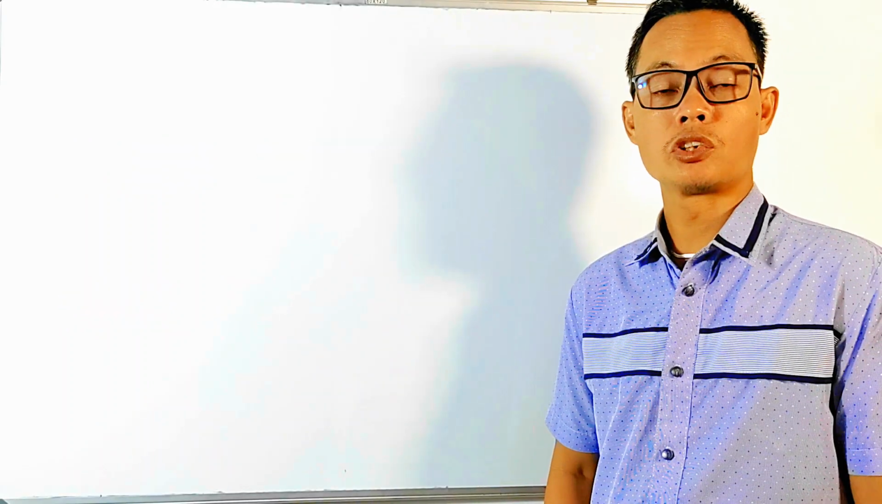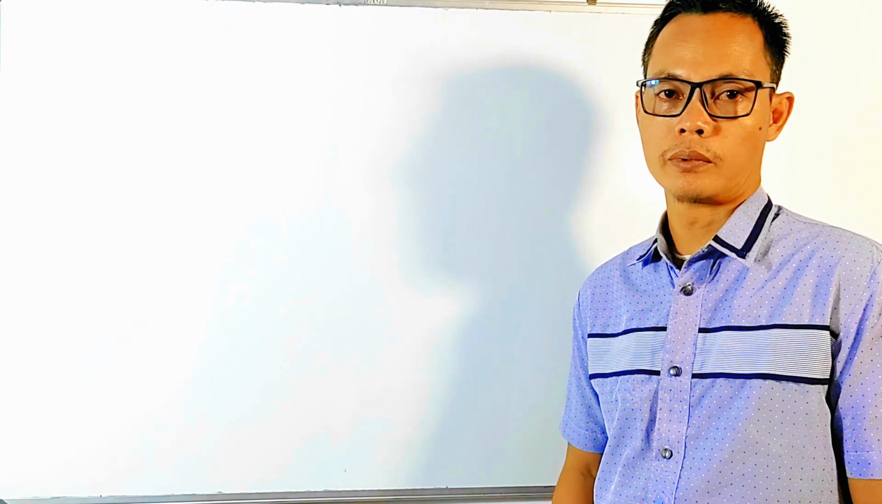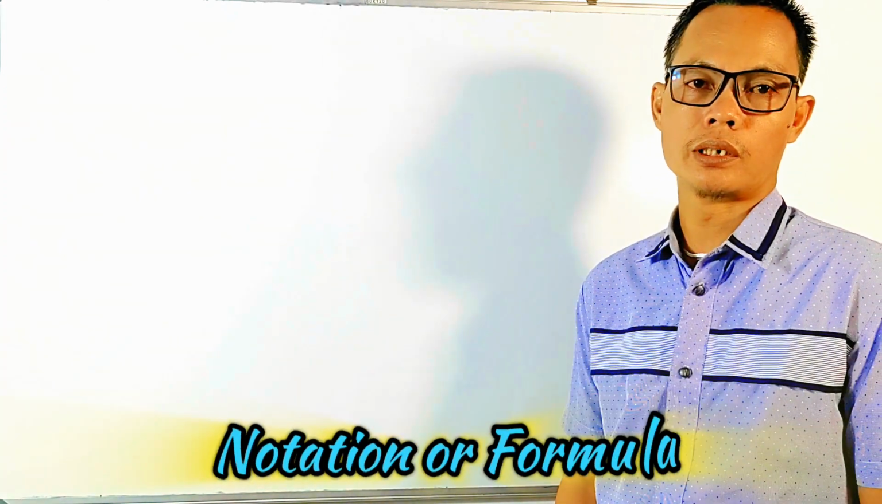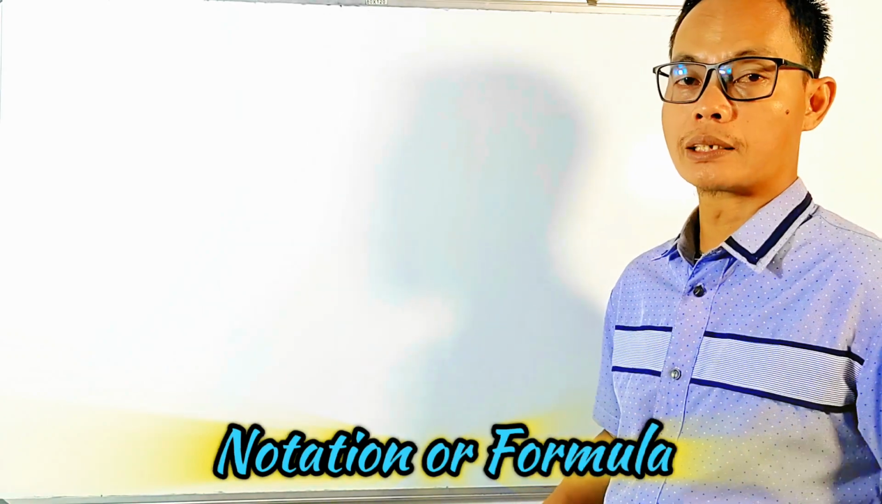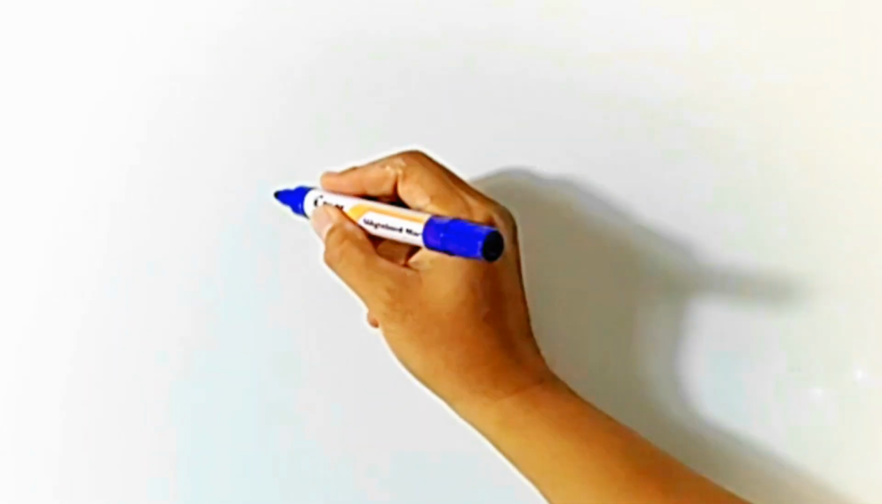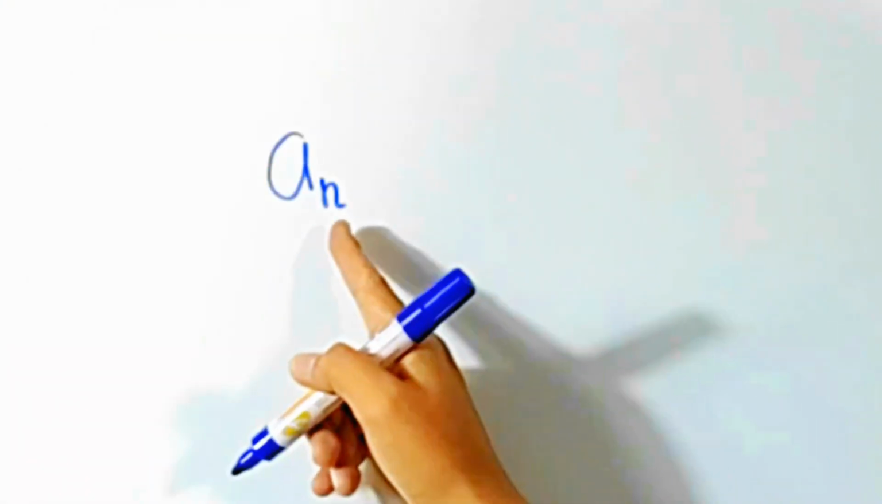A sequence usually has a rule for us to be able to determine each term. When we talk about notation, minsan tinatawag natin itong formula. So usually gumagamit ng special character, that is A sub n. N is the end term.